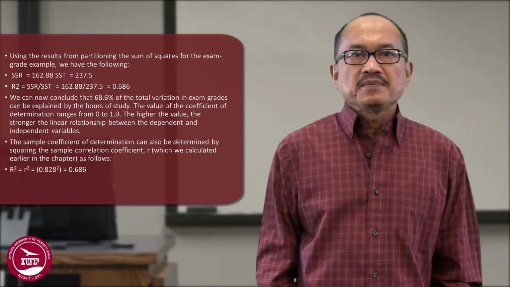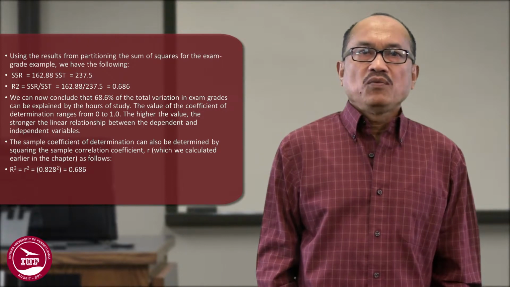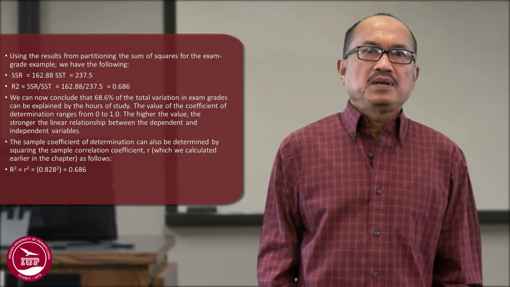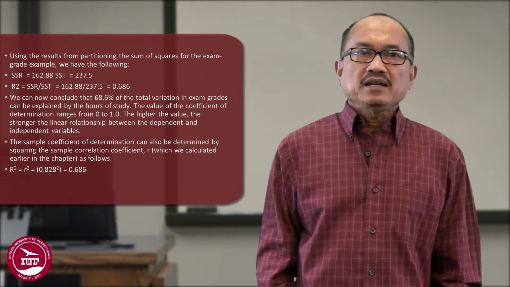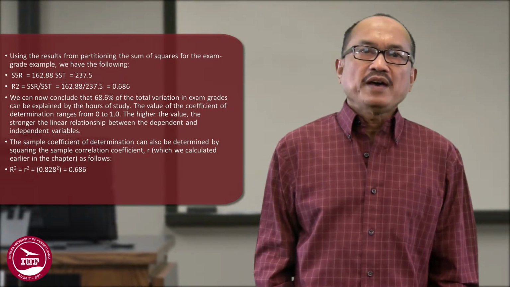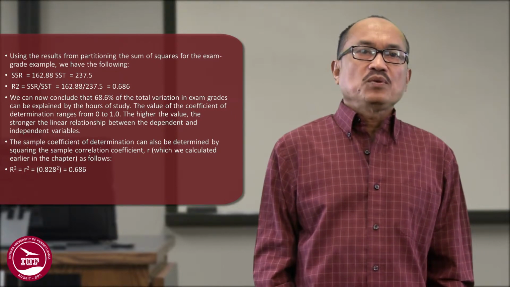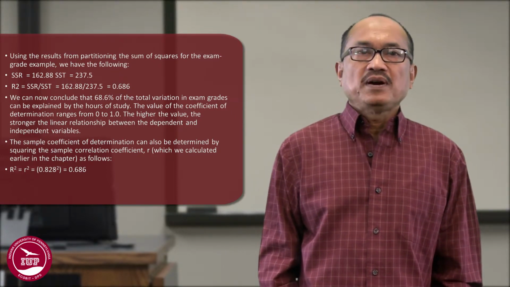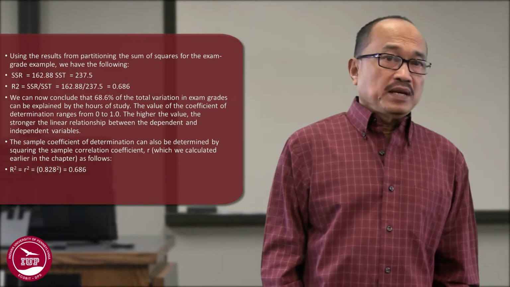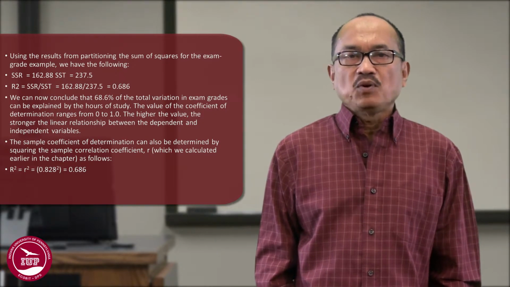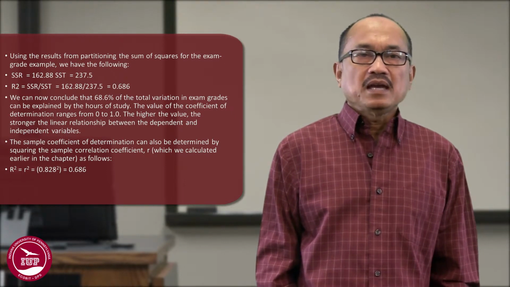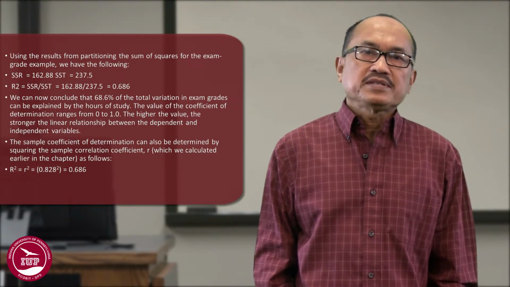Using the results from partitioning the sum of squares for the grade example, we have the following. SSR equals 162.88, SST equals 237.5, and R-square is equal to SSR divided by SST, which equals 0.686. We can now conclude that 68.6% of the total variation in exam grades can be explained by the hours of study.